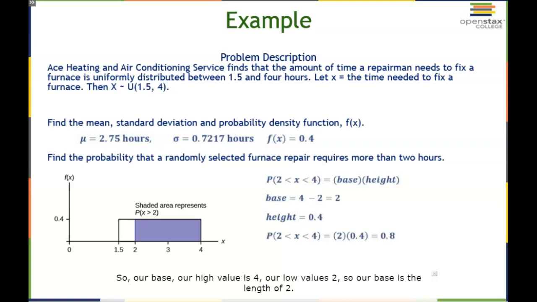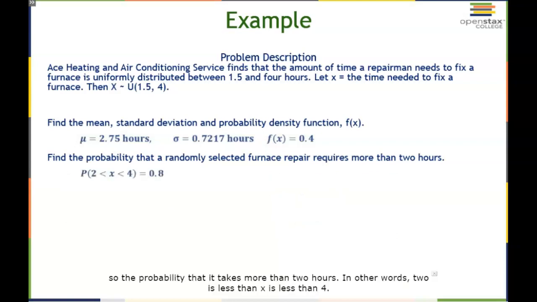So our high value is 4, our low value is 2, so our base is of length 2. Our height is what our function is, which is 0.4. When we multiply these two together, this is what our probability is going to be. 2 times 0.4 is 0.8. So the probability that it takes more than 2 hours, in other words 2 is less than x is less than 4, is 0.8 or 0.80. In other words, 80% of the time, it's going to take 2 or more hours.